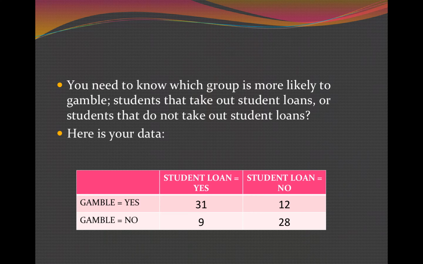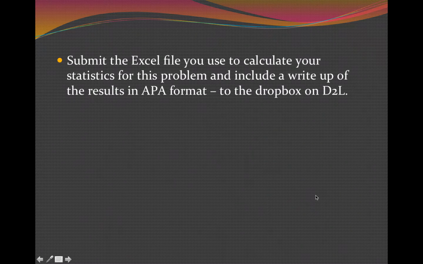Okay, I lied. I had one more slide. So not only do I have this on D2L, but I've added it here. So what you're going to do is, this is the data that I've provided you regarding gambling and student loans. And you will complete an Excel file like I just showed you to calculate the statistics for this problem and then write up the results. And then you'll submit that Excel file to the Dropbox.